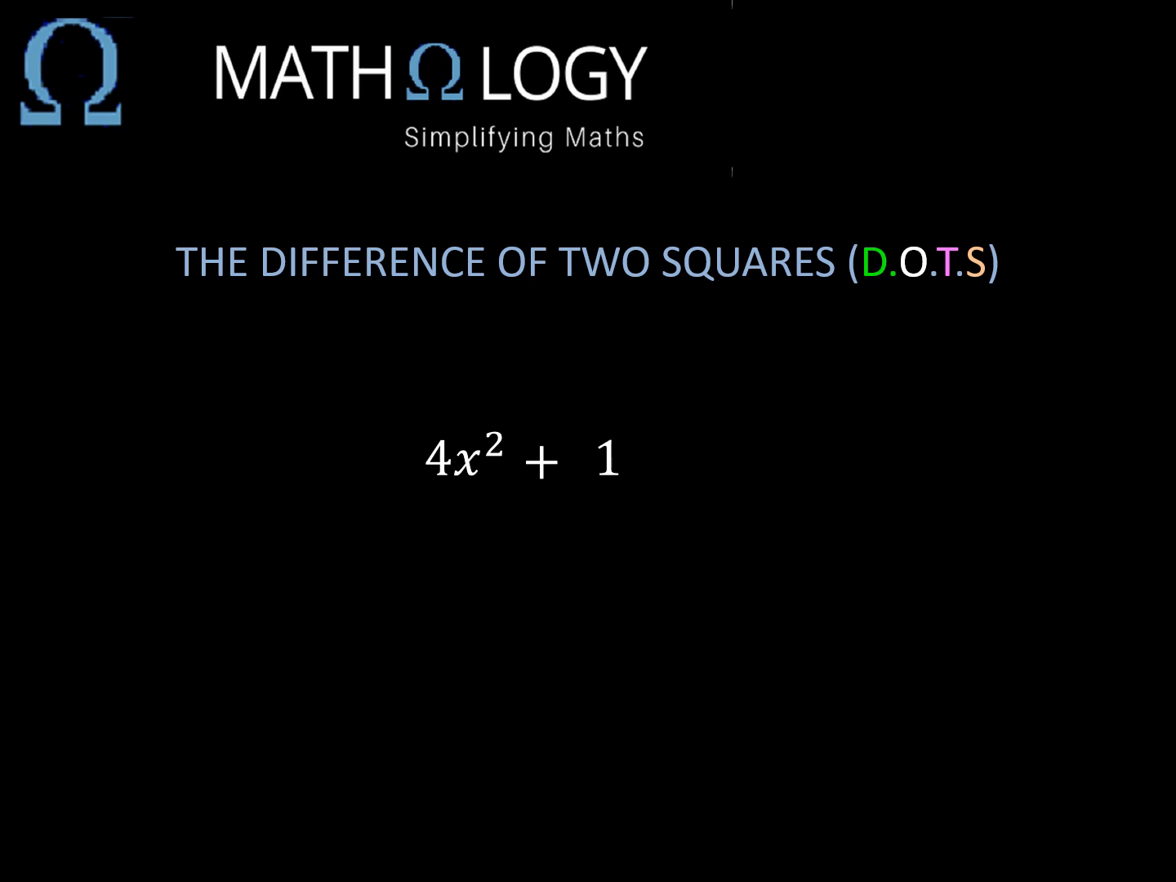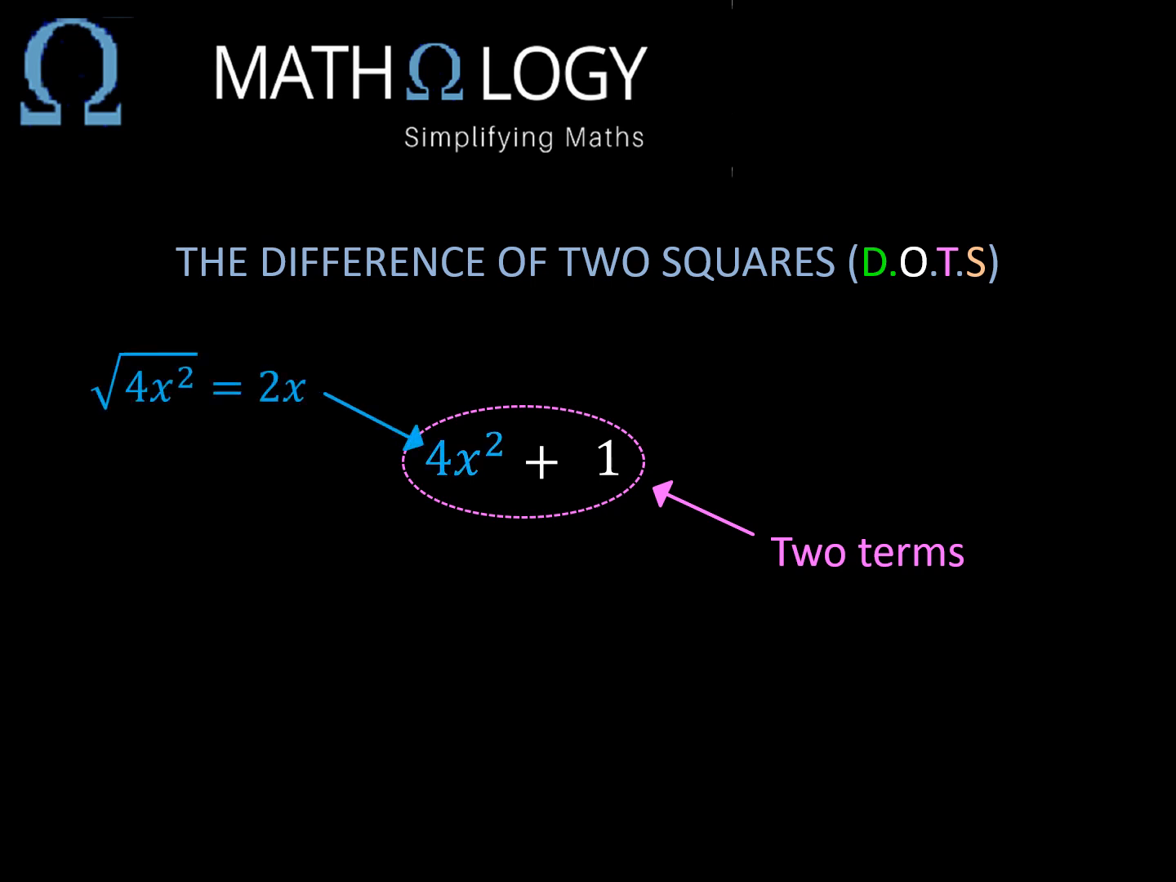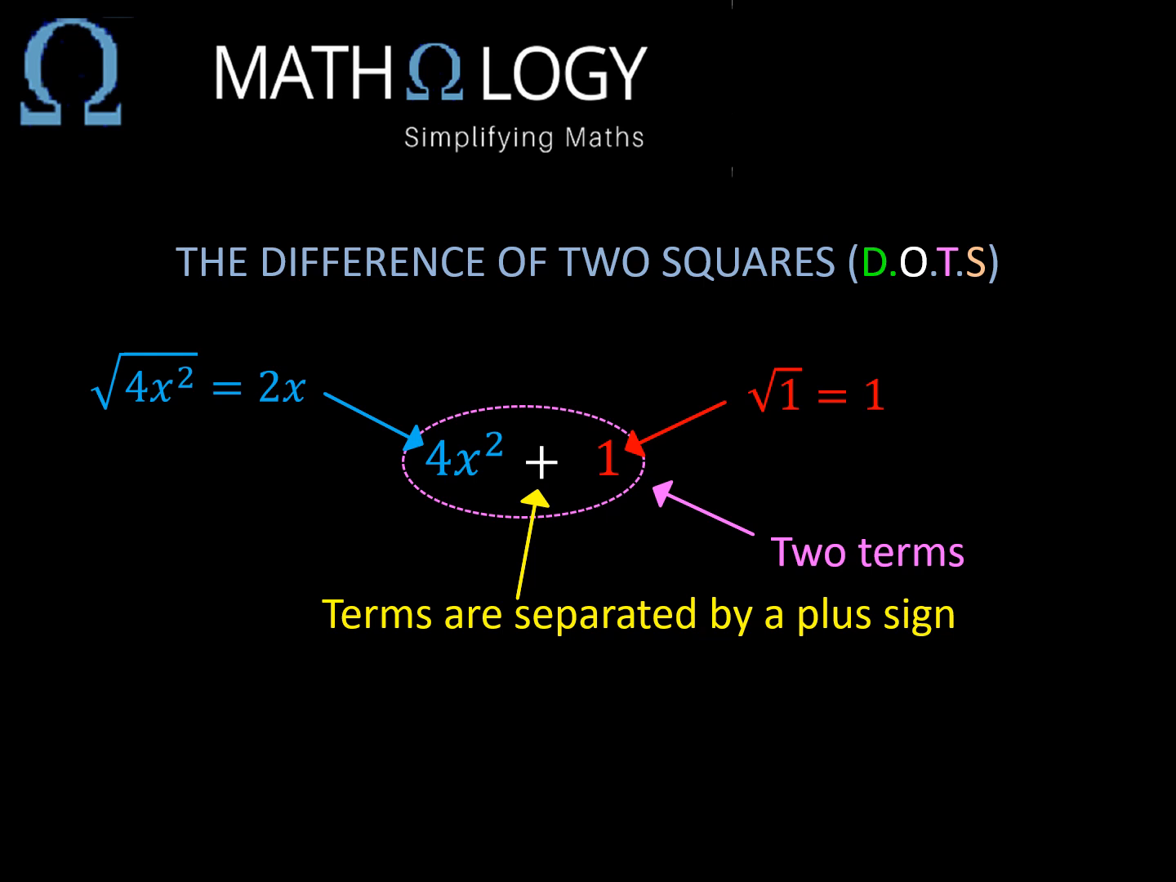Factorize 4x squared plus 1. There aren't any common factors amongst the terms, so we cannot factorize using common factor factorization. The expression contains two terms, both of which have a perfect square root. The square root of 4x squared is 2x, and the square root of 1 is 1. However, the sign separating the two terms is a plus and not a minus. We therefore cannot factorize this expression using the difference of two squares. The expression therefore cannot be factorized.